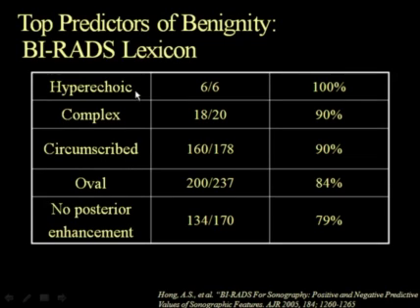He also looked at top predictors of benign findings using the BI-RADS lexicon. If it was hyperechoic, meaning more echoic than the rest of the breast tissue, all of the lesions he had were 100% benign. If it was a complex or complicated cyst, 18 out of 20, 90% were benign. If it was well circumscribed, 90% benign. If it was oval, 84% benign. If there was no posterior enhancement, 79% were benign.